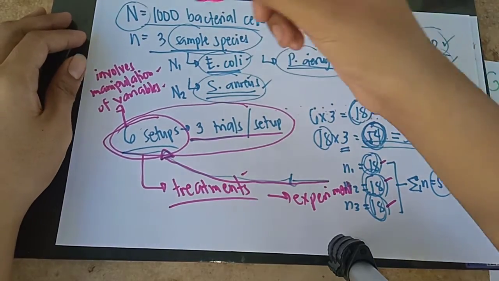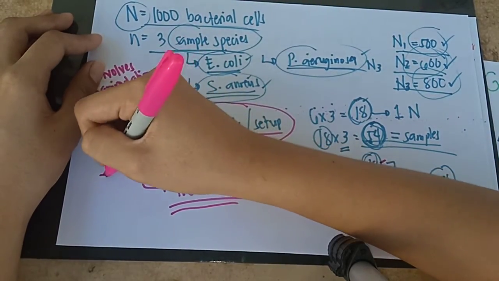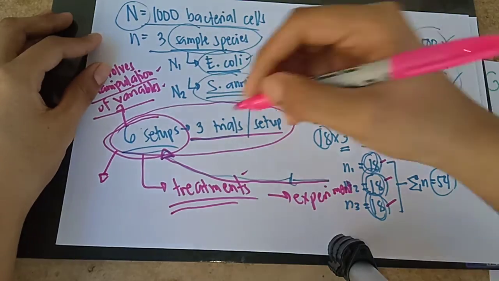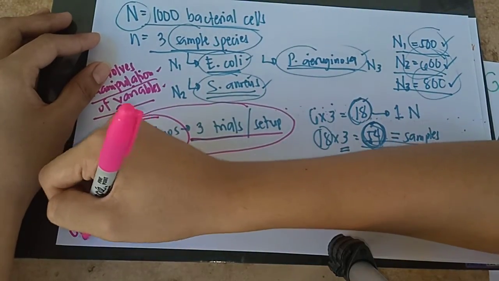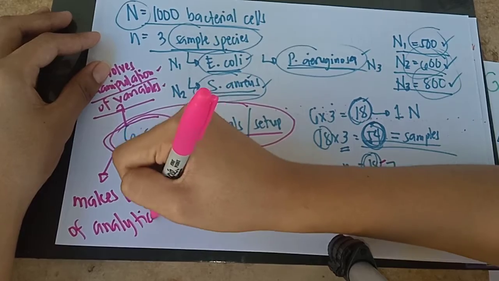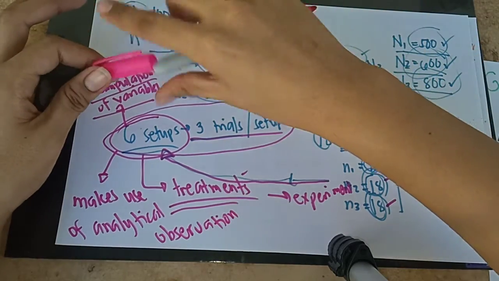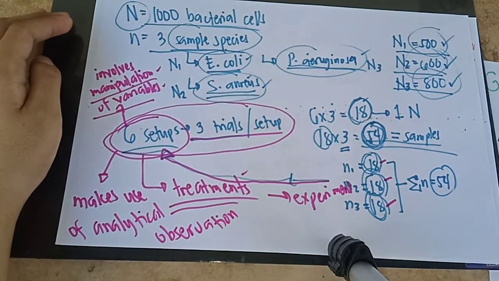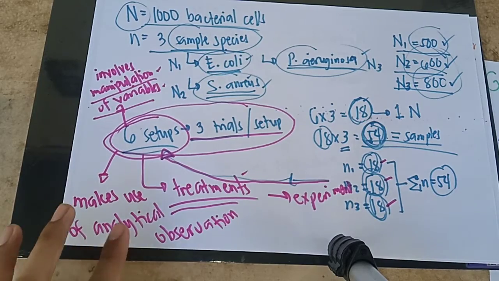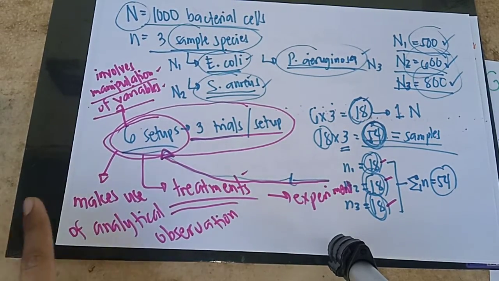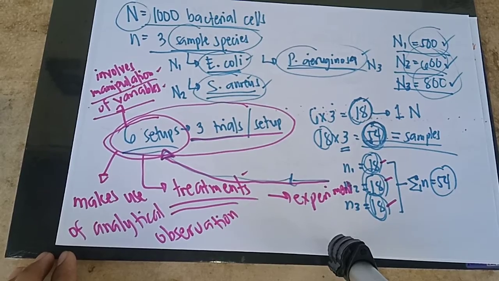Also, since we involve the manipulation of variables and different treatments, it is safe to define that experimentation makes use of analytical observation. So that is the main essence of experimentation as a main method of gathering data. It involves manipulation of variables, analytical observation, and the use of different treatments from the collected samples. So that is experimentations.